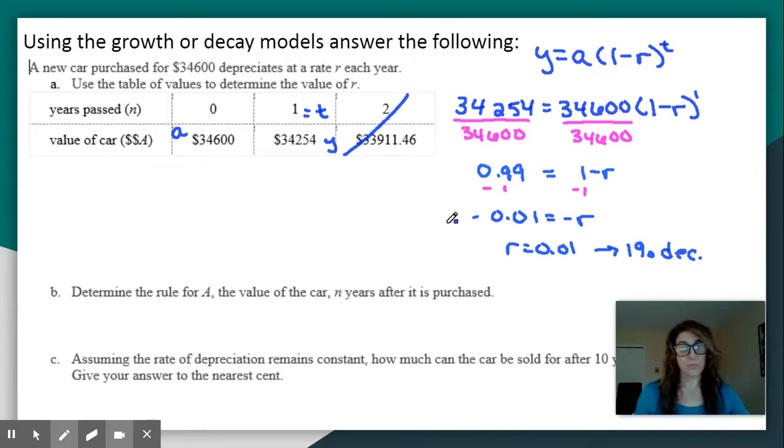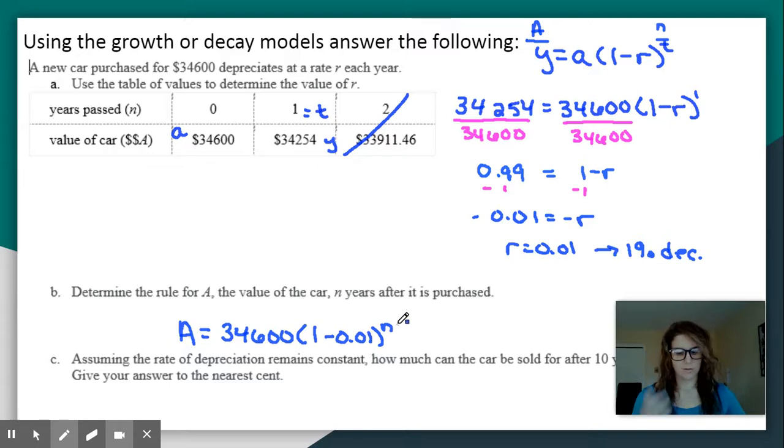Okay. So to write the rule, now they want us to use A and N for our years. So we got to follow what they say. So this is going to be a capital A. This is going to be an N. That's what they're asking us for. Okay. So A equals, we know our initial value, 34,600, times 1 minus 0.01 to the N power. Or you can change that to the 0.99. Either or, up to you.